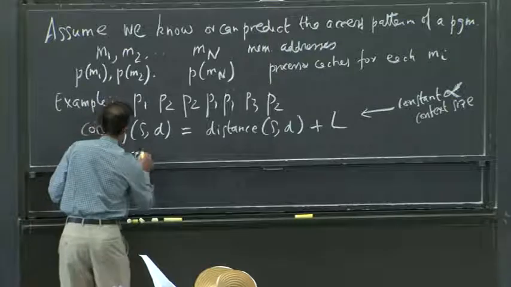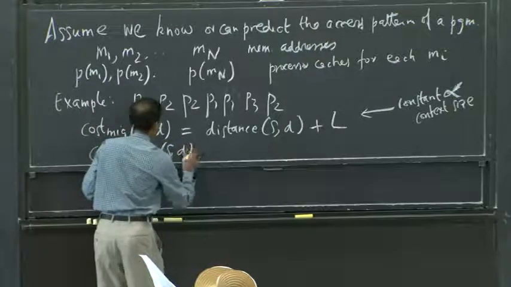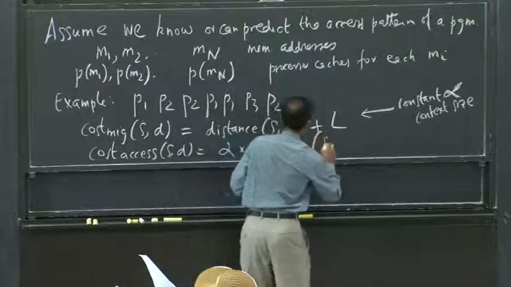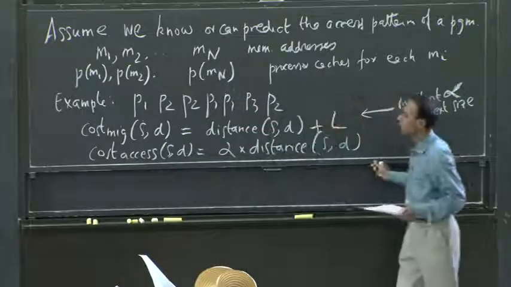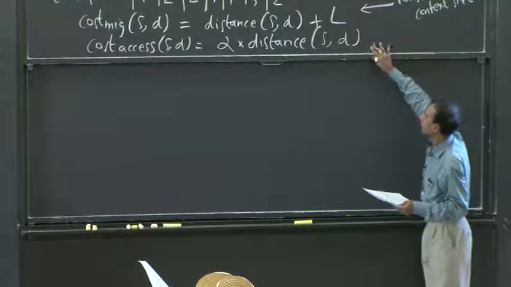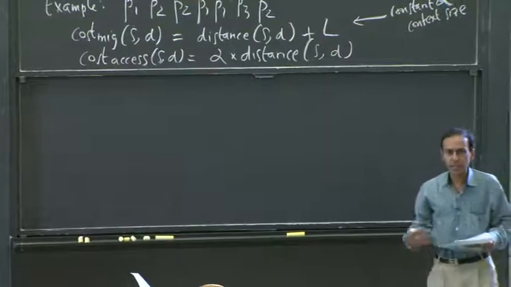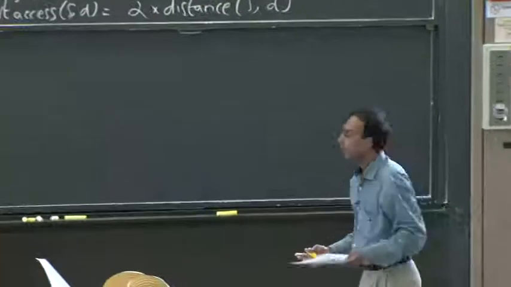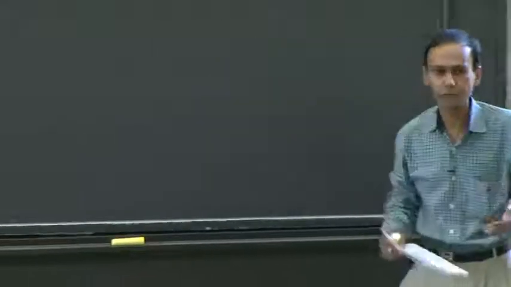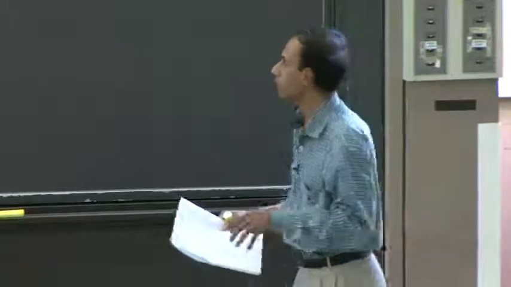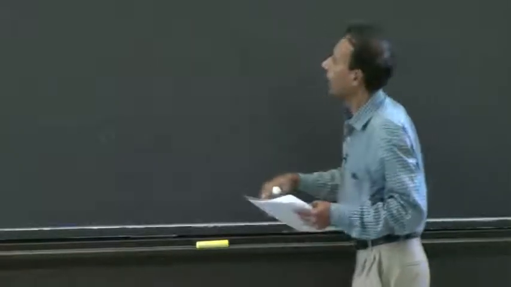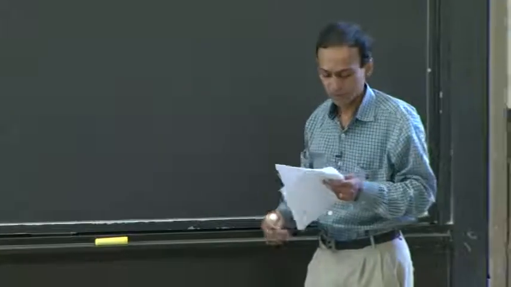The cost of an access, S comma D, is twice the distance between S and D. And it's typically just a word that you want to access, 32 bits, 64 bits. And so there's no additional overhead associated with data access. So there you go. You have the formulation of the problem. You have the trade-off written, where the cost of migration has just the distance, but it has a constant factor. And you got twice the distance here for the access.